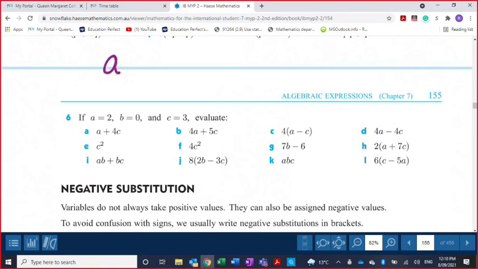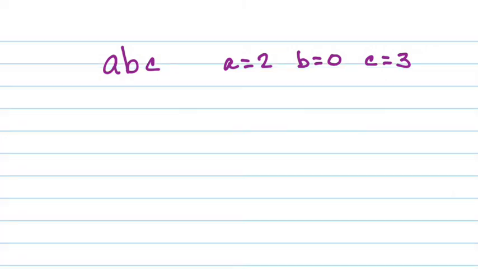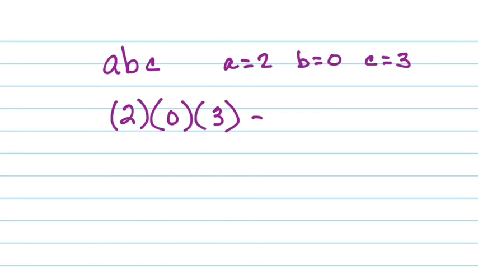So we have the expression ABC. We want to do it when A is 2, B equals 0, and C equals 3. And some of you already know the answer, but that's all right. So everywhere there's an A, I'm going to put a 2. And since it's not by itself, I have to put in a bracket to keep the multiplication. Everywhere there's a B, I'm going to put in a 0. And everywhere there's a C, I'm going to put in a 3. And then all those brackets stacked together mean to multiply. So 2 times 0 is 0, and 0 times 3 just makes the whole thing turn into a 0.